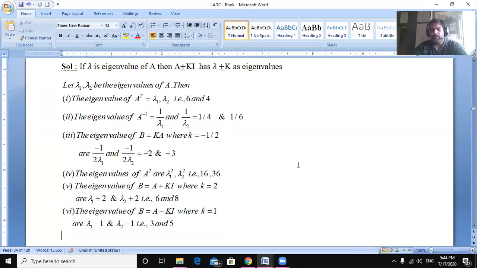So this is the way we can find the corresponding eigenvalues, though the eigenvectors change. You need to find the eigenvectors separately in each case; we cannot find them like this. So we will see one more example.